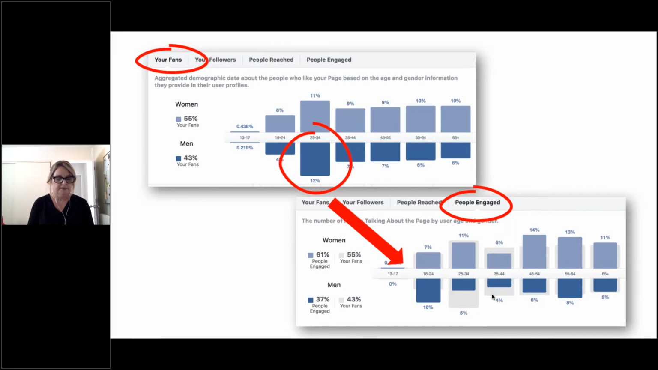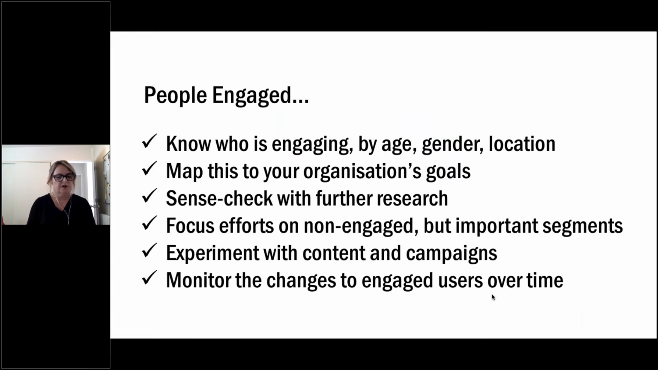And with the algorithm, it's a vicious downward circle, of course. They don't engage, they don't get served content, so they don't engage. You may ultimately lose them, but at best it's a missed opportunity. It's important to know who your engaged users are. This is top-level data, sure, but it's indicative.